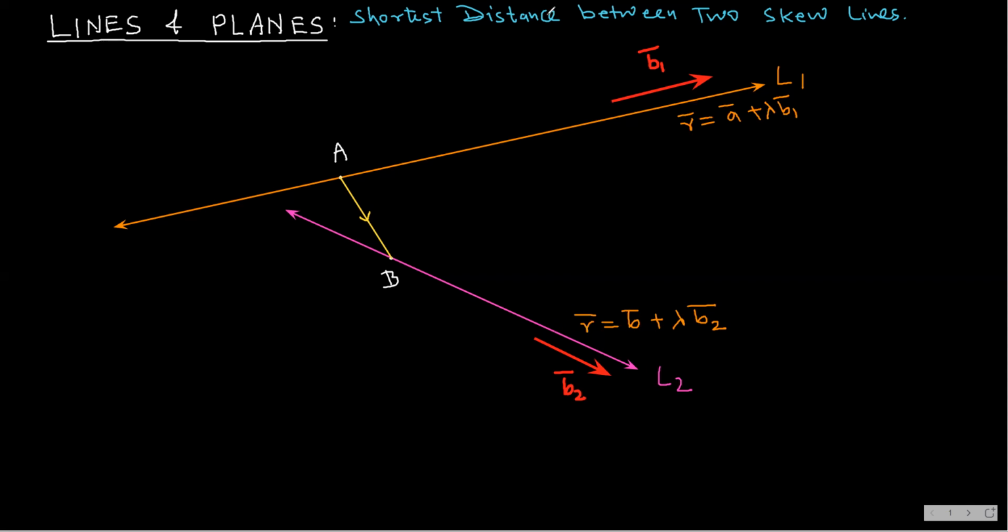Next, I have to find the shortest distance. I have explained in detail in the previous video that the shortest distance would occur along a segment which is perpendicular to both. It is perpendicular to L1 as well as perpendicular to L2. So think this is the segment which is perpendicular to both. What I mean is this.